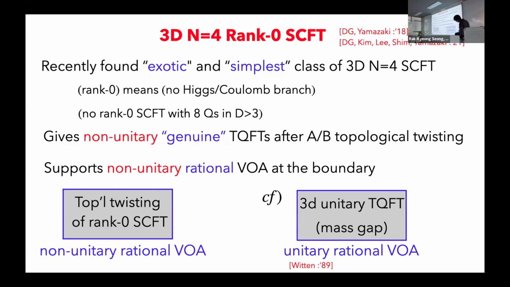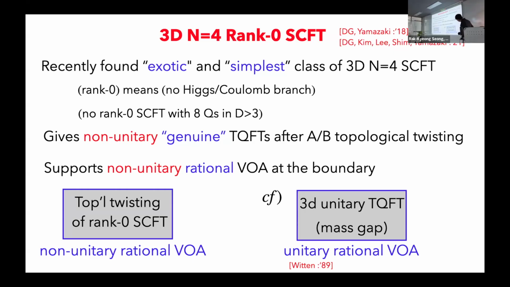But the one missing point was that we didn't know how to realize this non-unitary bulk theory from the quantum field theory aspect. So a recent development gave us a quantum field theoretic realization of this non-unitary TQFT, and this non-unitary topological theory also supports the non-unitary rational VOA at the boundary. In terms of mathematics, it's a very natural generalization of this setup to the non-unitary cases.